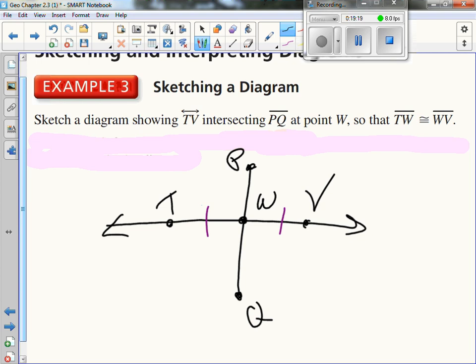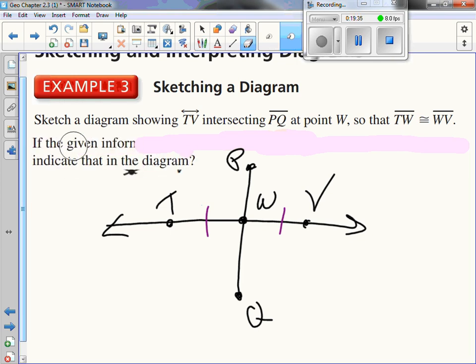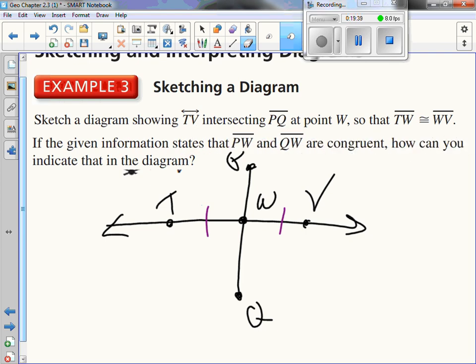We drew a line TV, because that's what it said. It intersected segment PQ at point W. We did that, and we identified it so that TW and VW are congruent. That's it. Let's see what this says. If the given information states that PW and QW are congruent, how can you indicate that in the diagram?